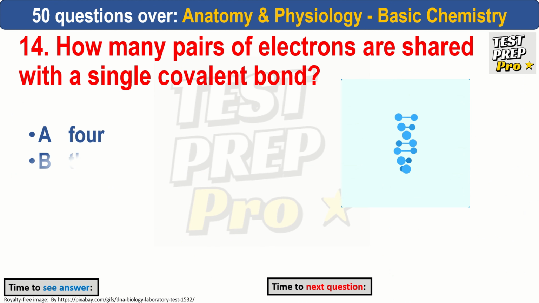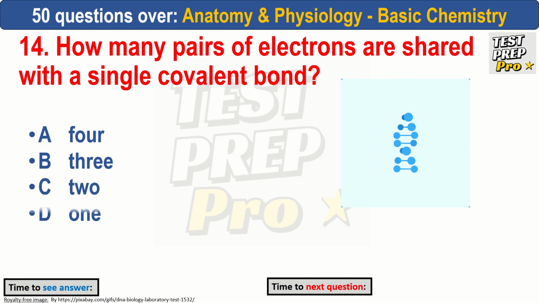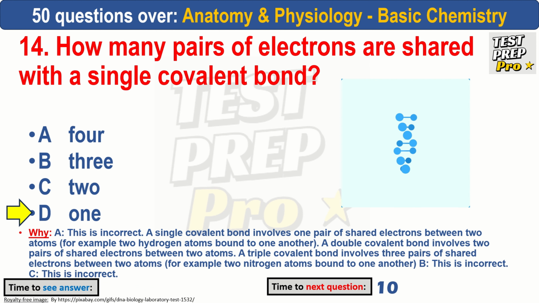How many pairs of electrons are shared with a single covalent bond? Is it 4, 3, 2, or 1? The answer is 1. So that's how many electrons are shared with a single covalent bond. It's just 1, and that's it.